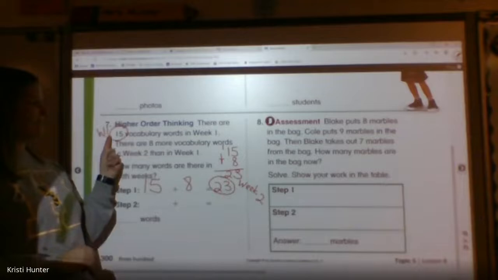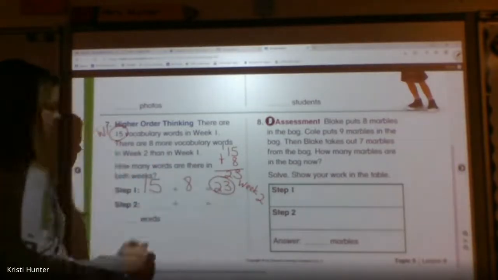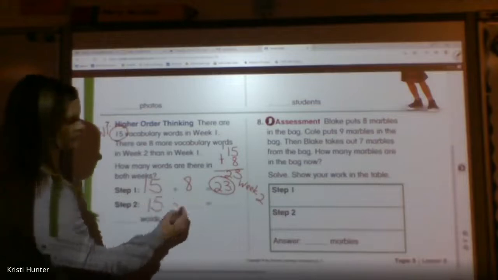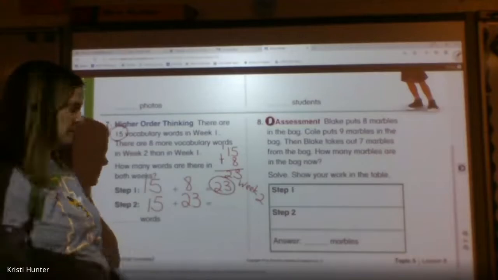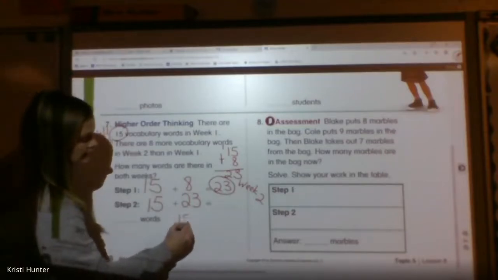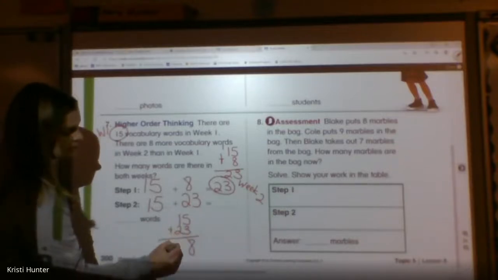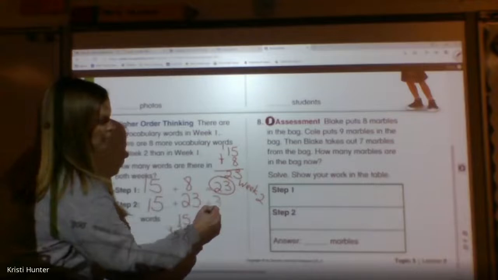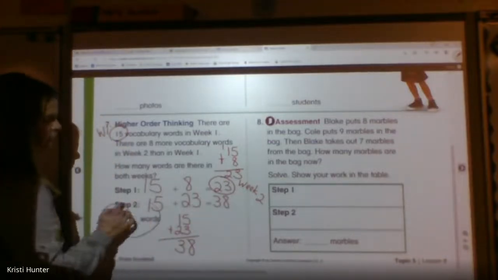How many words are there in both weeks? So I'm going to have to add this 15 to my new number I got of 23. So 15 plus 23. Again, you're welcome to set up this problem however you want. I'm going to just stack them on top. 5 plus 3 is 8. 1 plus 2 is 3. There are 38 vocabulary words as a total.